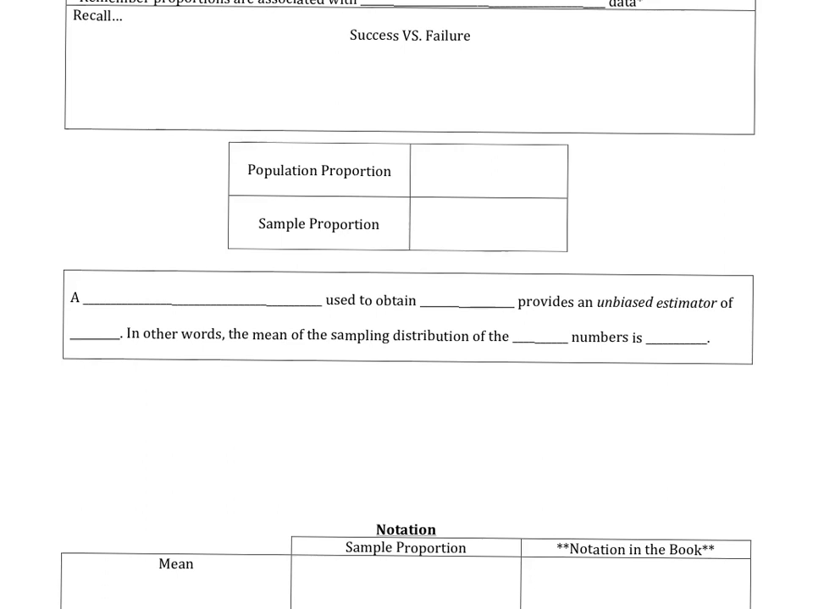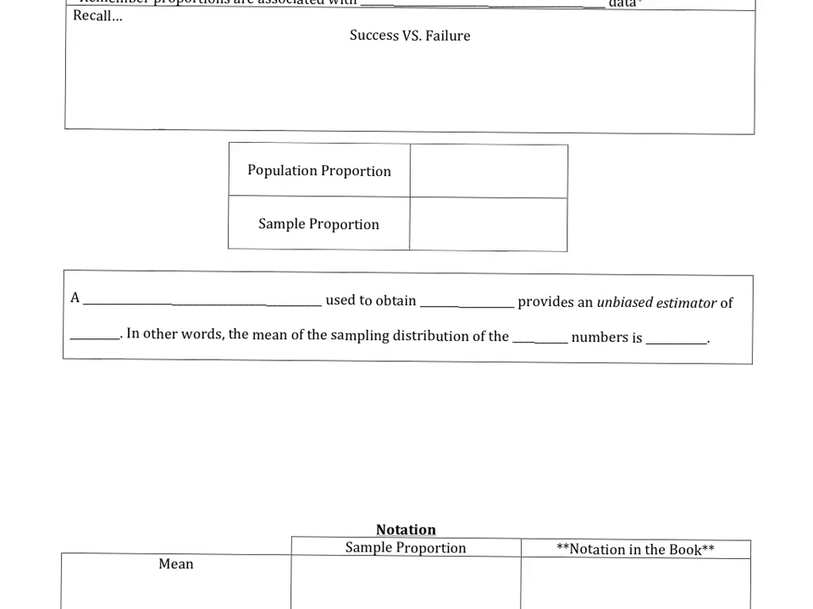All right, students, so we're going to follow up with our lesson from yesterday with a similar lesson, but now we're dealing with proportions. So every single lesson that we do, we have to make sure that we have a method for dealing with numeric data, which is what we did yesterday, and also categorical data. So we're looking at the sampling distribution of a sample proportion. So that means that we're dealing with categorical data.